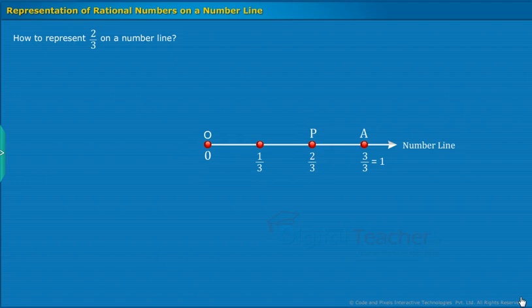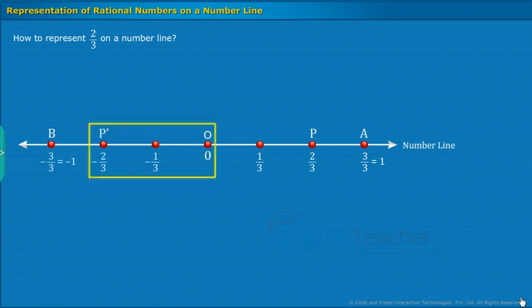And similarly, for representation of rational number minus 2 by 3, set off equal distance to the left side of O, that is OB. And then divide OB into 3 parts. The segment OP' consists 2 parts out of 3. Thus, the point P' represents the rational number minus 2 by 3.